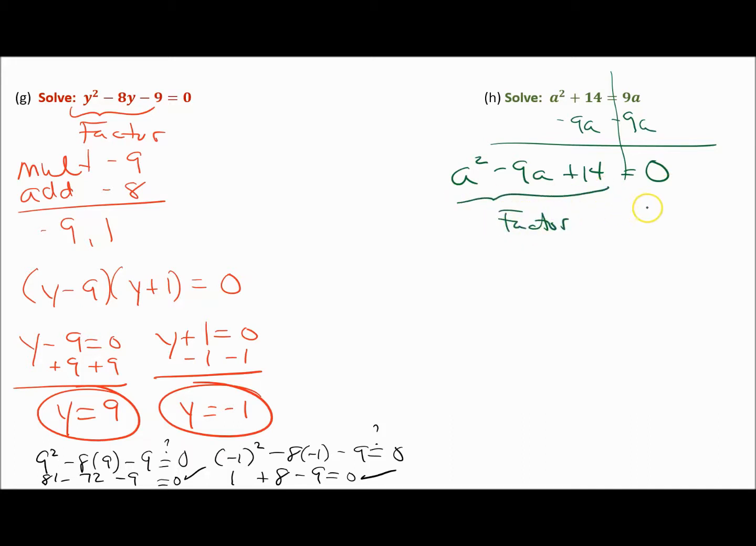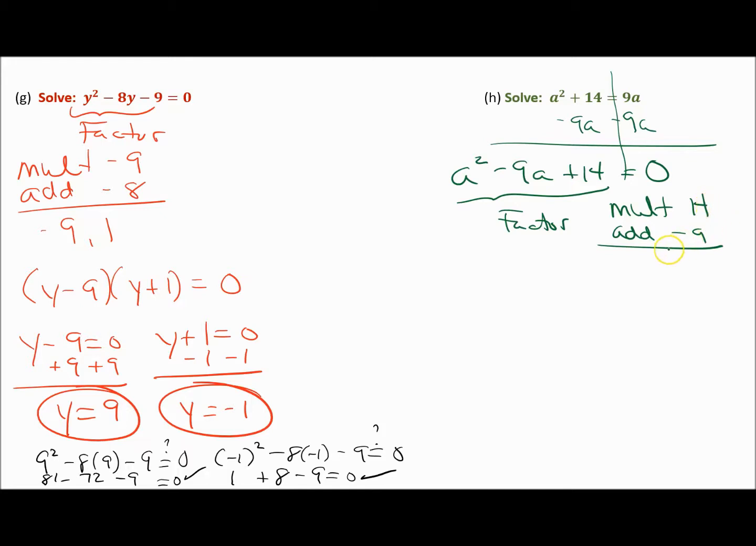Now in this case, we have a trinomial with a leading coefficient of 1, which means I can use the trick of finding numbers that multiply to be 14 and add to be negative 9. Now remember, not every trinomial factors. If you can't find those two numbers, that might mean you're dealing with a prime, and there are other ways to solve those that we're going to learn later in this course. But right now, all of these should factor.